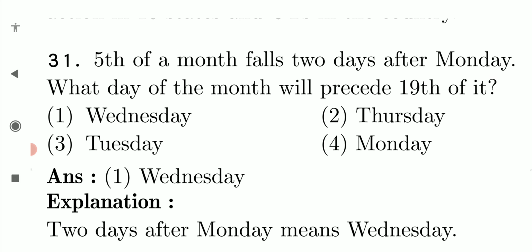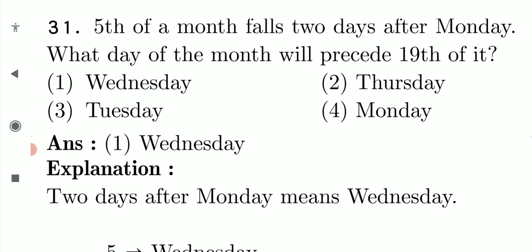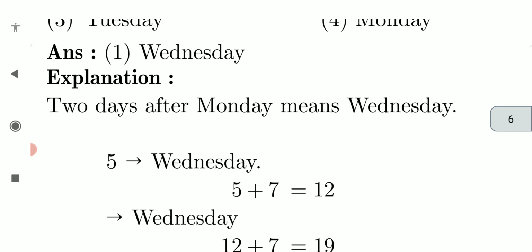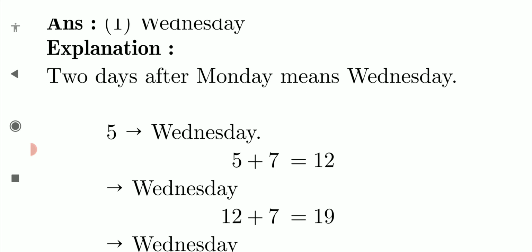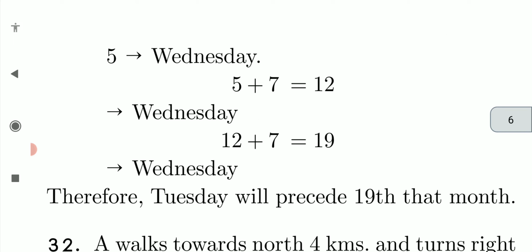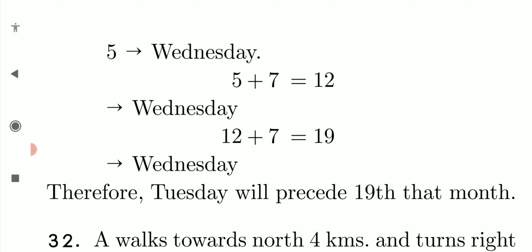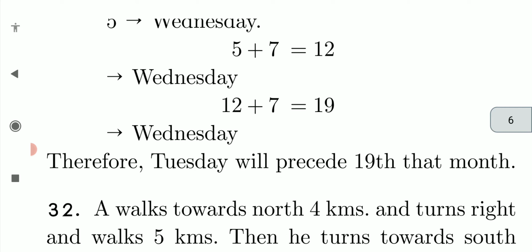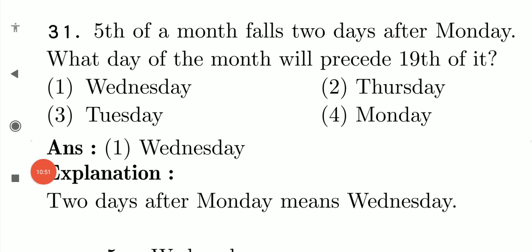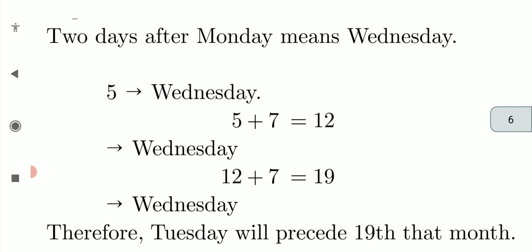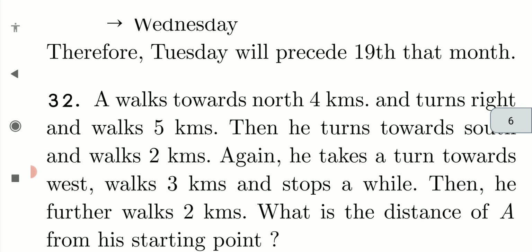Fifth of a month falls 2 days after Monday. Okay, after Monday 2 days, so the fifth will definitely be Wednesday, right? What day of the month will precede the 19th of it? Then what would be the day on the 19th? See, the fifth day is Wednesday. 5 plus 7 is 12. 12 plus 7 will give you 19. Therefore, it's like a cycle, no? It has completed 1 week, right? Therefore Wednesday is the 19th. Okay, but what they are asking is what day will precede. Precede means before. So Tuesday will precede the 19th of that month.